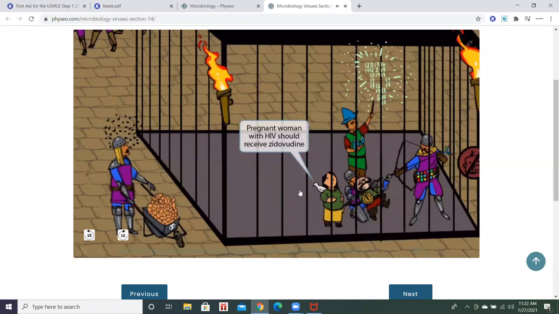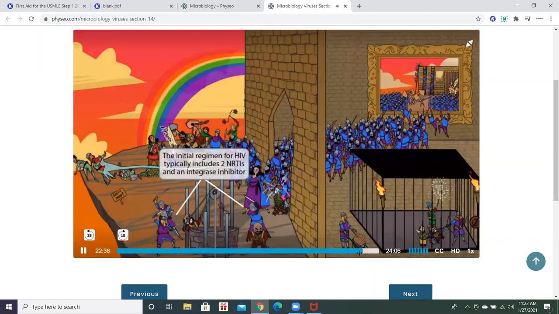My apologies, I'm sorry. It's reverse transcriptase. Therefore, the soldiers inhibiting this dwarf represent the medication that inhibits reverse transcriptase. And these are known as nucleoside reverse transcriptase inhibitors, or NRTIs. The fact that there are two soldiers inhibiting this dwarf should help you remember that two NRTIs should be used.